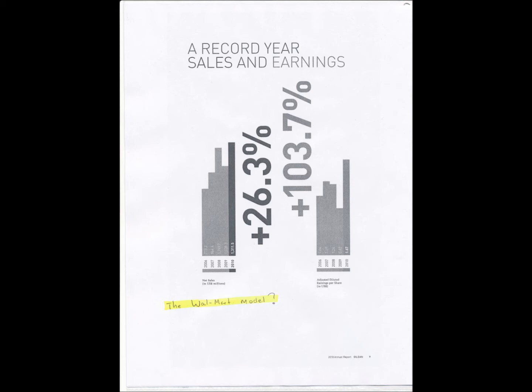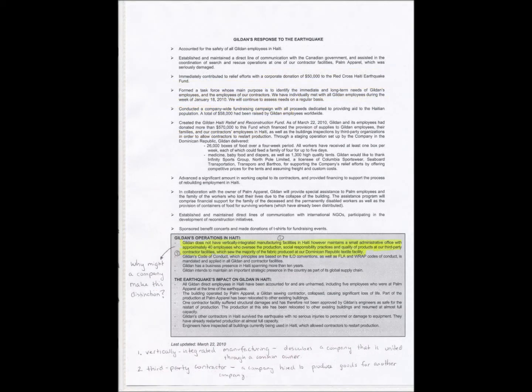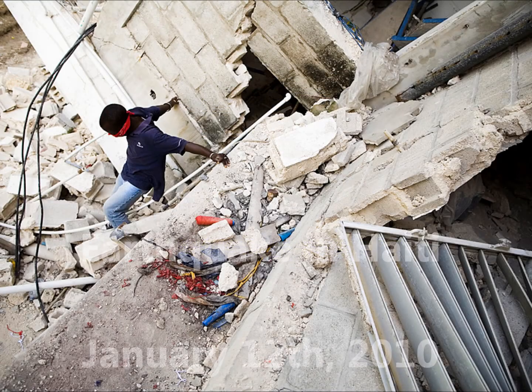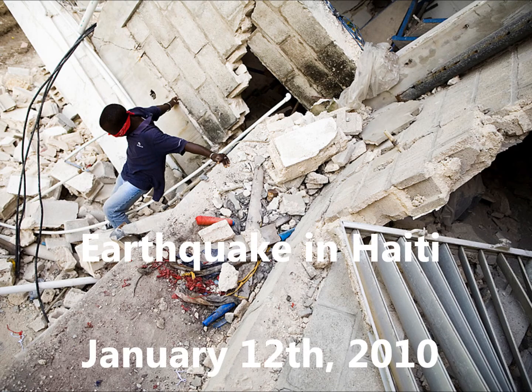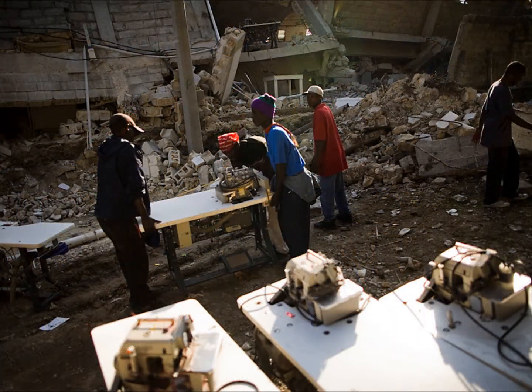They boast that they can produce a t-shirt for less in Haiti than in China. In fact, when Gildan attracted suspicion for abusive labor conditions at the factory in Honduras that they had, they closed that factory and moved the operation to Haiti. Sadly, in the 2010 earthquake in Haiti, a Palm Apparel factory collapsed with 1,000 workers inside. All of the workers died.